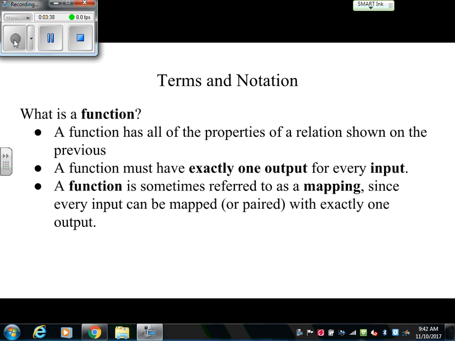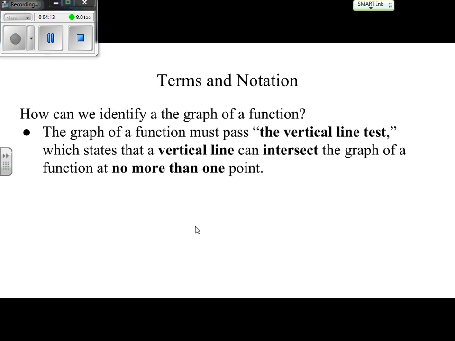Well, the function has all of the properties of a relation as shown on the previous slide. However, a function must have exactly one output for every input. Exactly one output for every input. And so most things that we look at in a math class are functions, but not every one of them. And it must, again, have one output for every input, and we'll look at some examples of that coming up. A function is sometimes referred to as a mapping, since every input can be mapped or paired with exactly one output. So how do we know if something is actually a function?